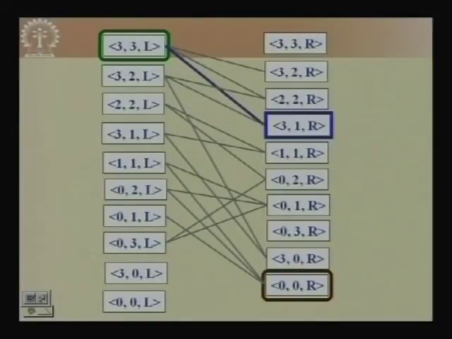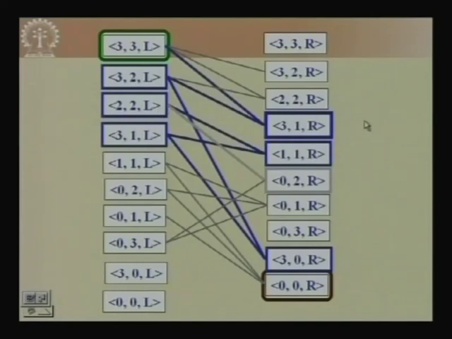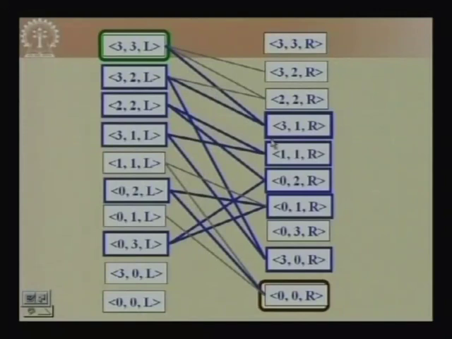So 3-3-L is the initial state. We will trace a solution. One of the operators, by taking two cannibals by a boat, brings one to the 3-1-R state. From there, the agent can come to the 3-2-L state and then to the 3-0-R, 3-1-L, 1-1-R, 2-2-L, 0-2-R, 0-3-L, 0-1-R, 0-2-L, and then 0-0-R. So this is a solution to the missionaries and cannibal problem. By applying a sequence of operators, the agent can traverse the state space and reach the solution.